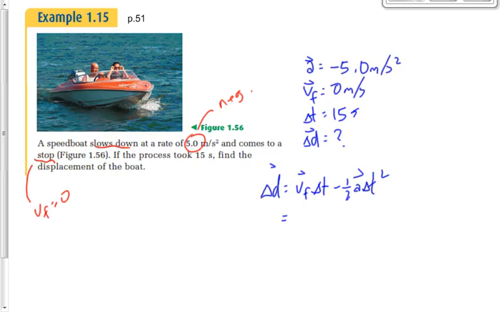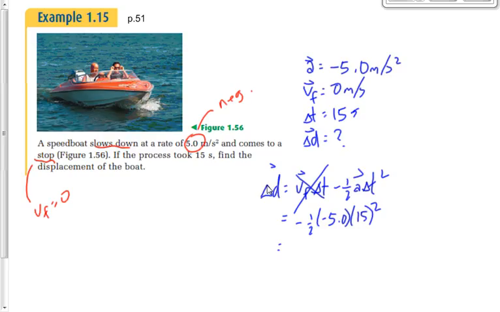vf is 0, t is 15. Hey, do you know what? I can cross that off. 0 times 15 is 0. I can just save myself the bother of writing down those numbers because the product of those has got to be 0. So it becomes 0 minus 1/2 a t squared, or 0 minus 1/2 times negative 5.0 times 15 squared. Hey, this looks like it's going to work, right? Looks like you did pick the best one, or the easiest one, to use here. 15 squared is 225.